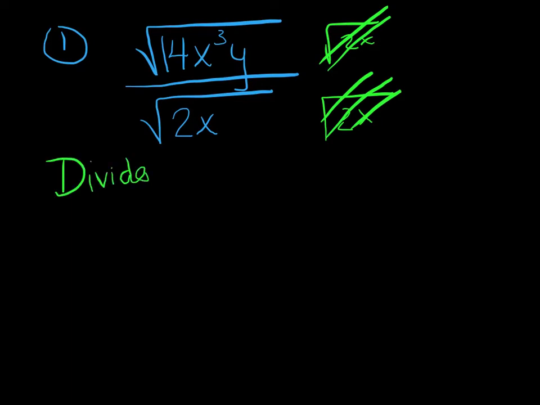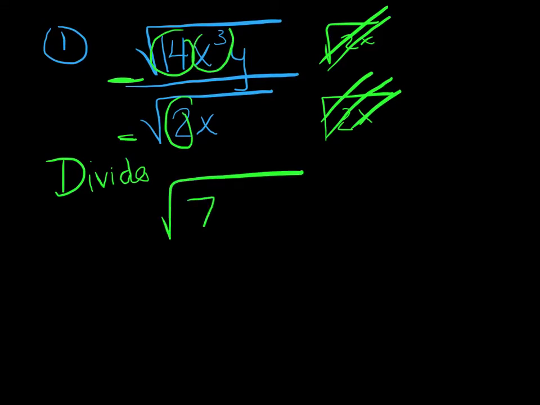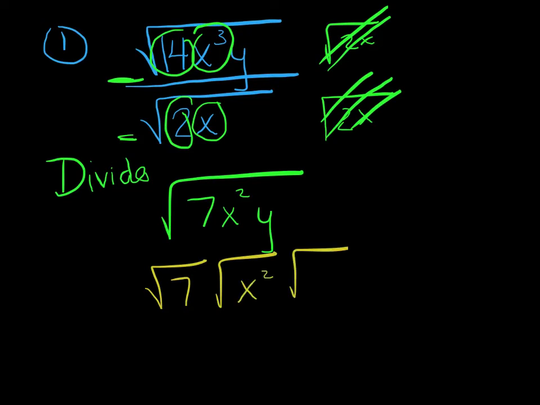All right, divide inside and divide outside. Well, outside, there's really nothing to divide. So now divide inside. 14 divided by 2 is just 7. X cubed divided by x is x squared. And y. Look how simple that is now. Now, just clean this guy up. Can you break down radical 7? No. X squared and simply y.